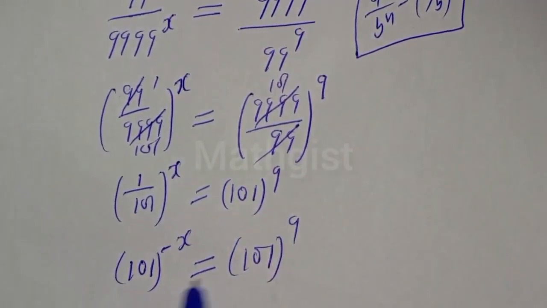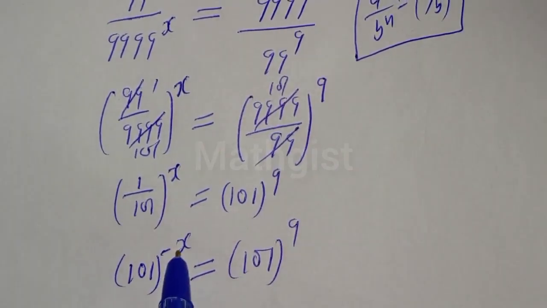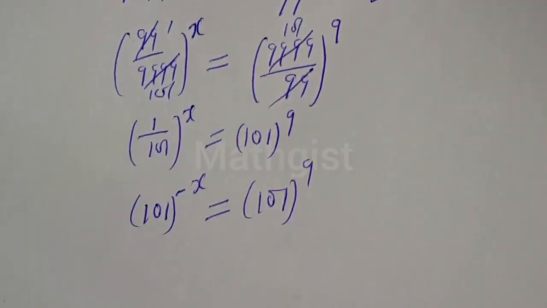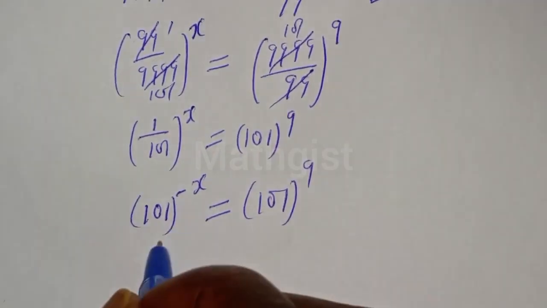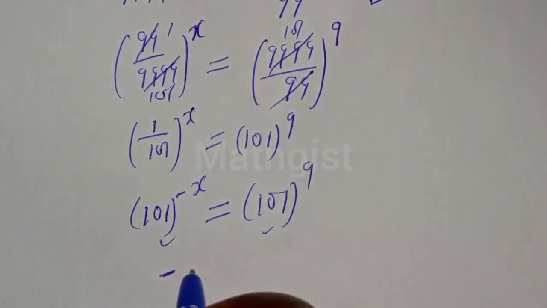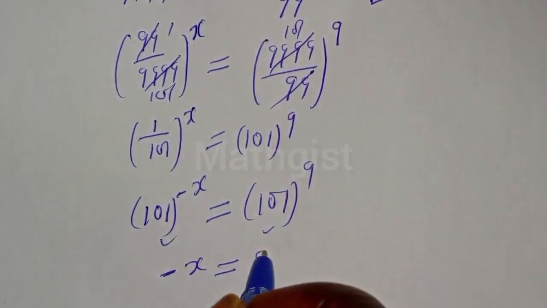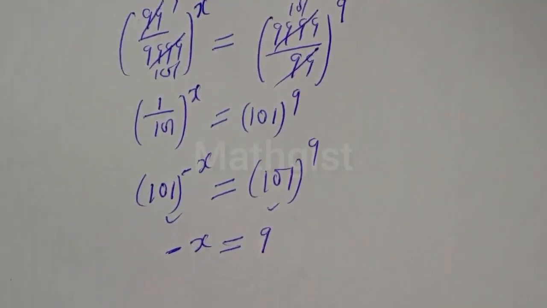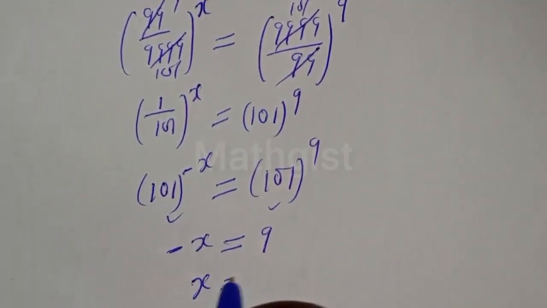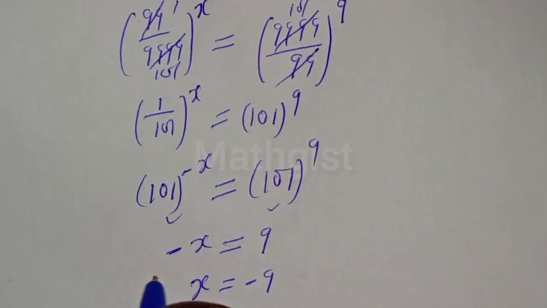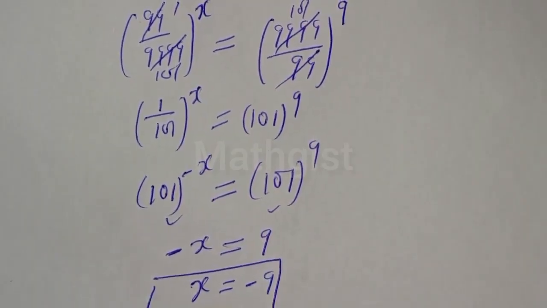The bases are equal from here, and the exponent is minus s is equal to 9. Then we work with exponent. Minus s is equal to 9. Then s is equal to minus 9. This is the final answer.